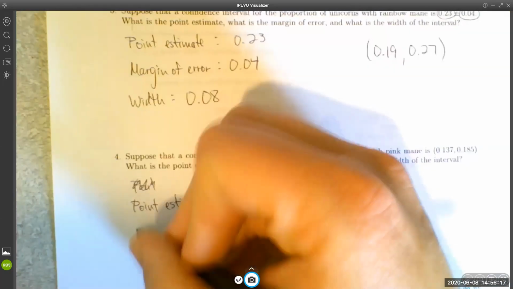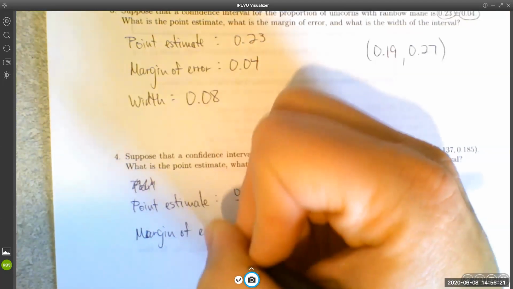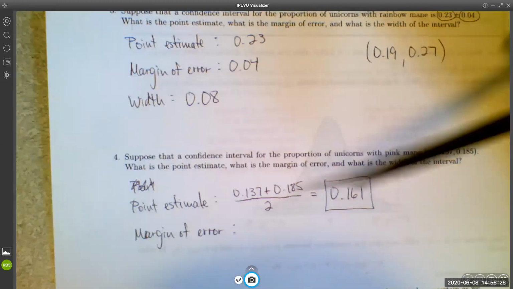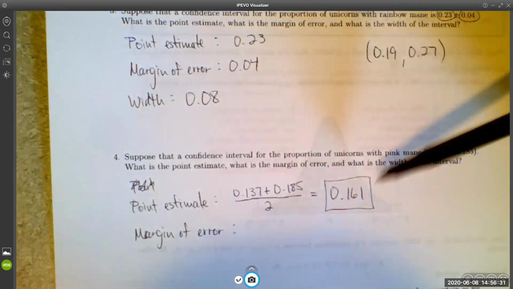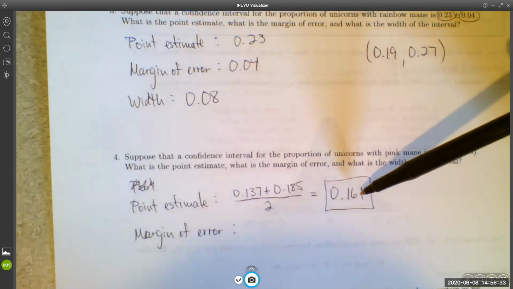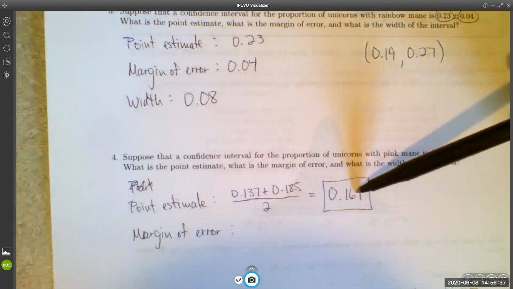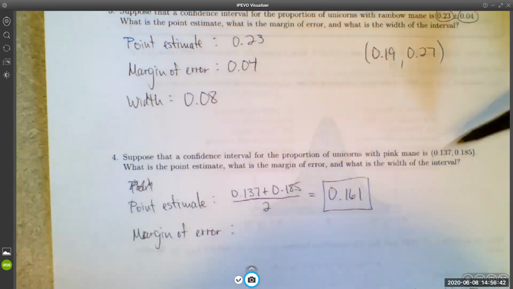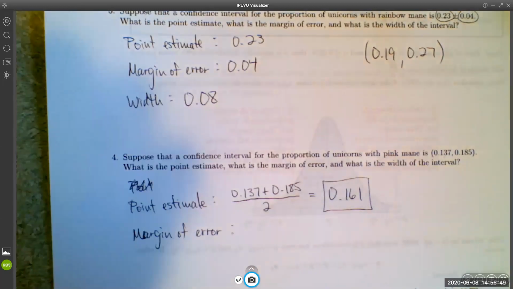What's the margin of error? Well, a couple ways you could get the margin of error. One way to do it is that since you know that this is your midpoint, then you could say the margin of error is the distance from the midpoint to the upper bound, or the midpoint to the lower bound. That distance should be the same since this number is right in the middle. So you could just say 0.185 minus 0.161. That's one way you could do it.